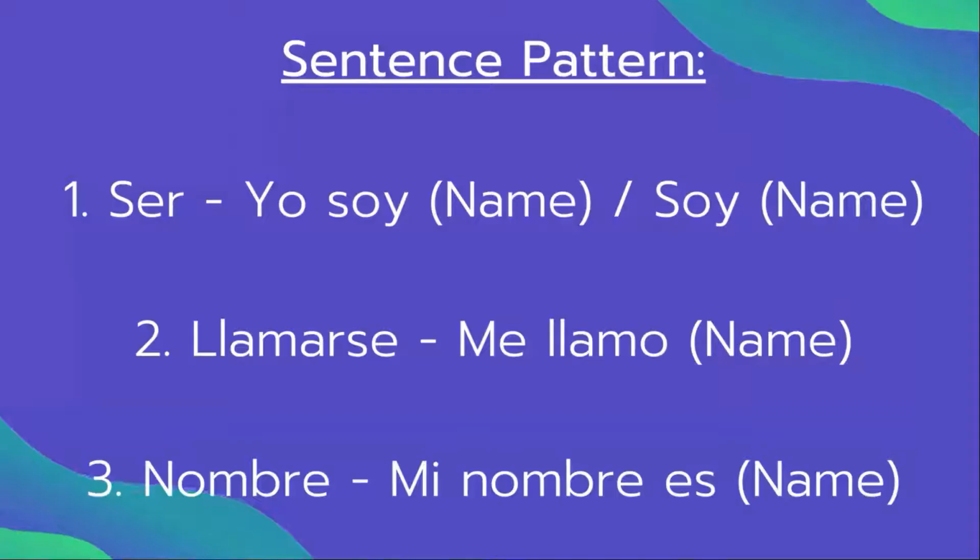Okay, so again, for our first sentence pattern, it's soy and then your name, or yo soy and then your name. The second one will be me llamo and then your name. And then the last one will be mi nombre es and then your name. Alright? So let me go ahead and introduce myself using those sentence patterns.